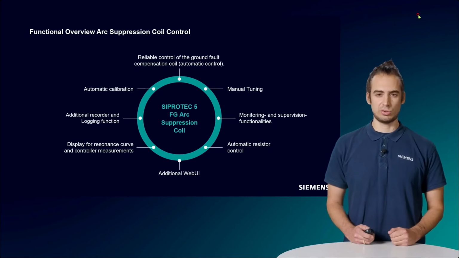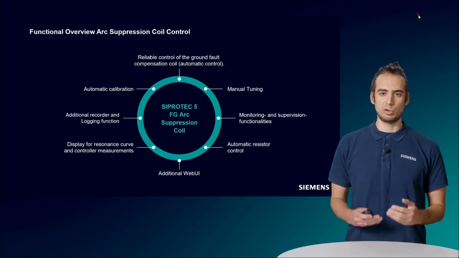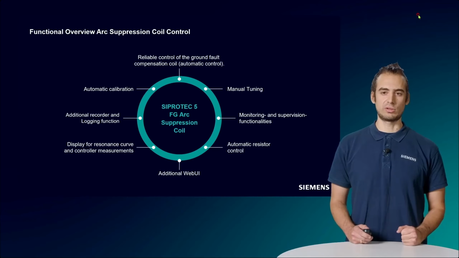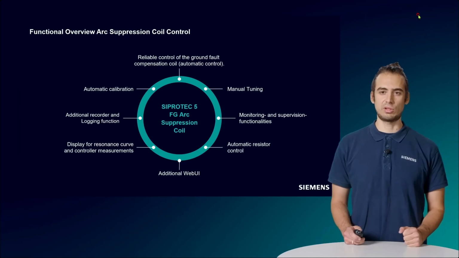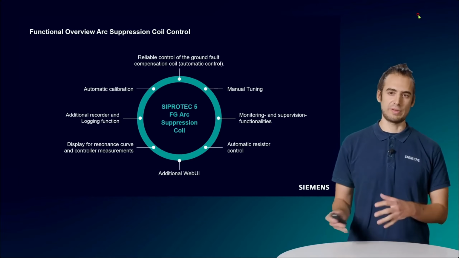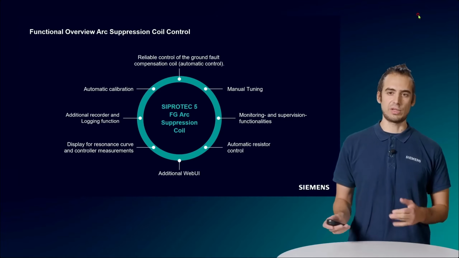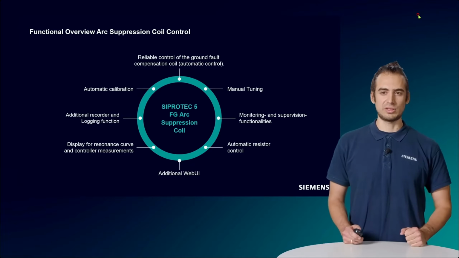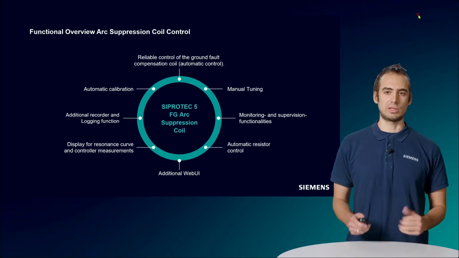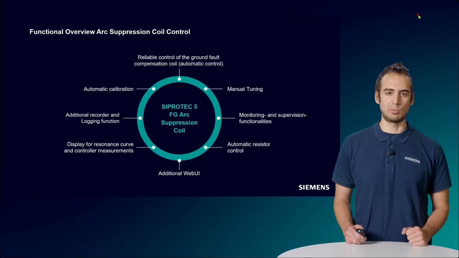Then the arc suppression coil control function also has different supervision or monitoring functions included. So it will supervise whether the movement speed of the motor is plausible, whether the position of the coil is plausible, and whether the wiring of the higher lower commands are exchanged and things like that. And this of course also helps us to find when there are some wiring errors, to find the problem more easily.